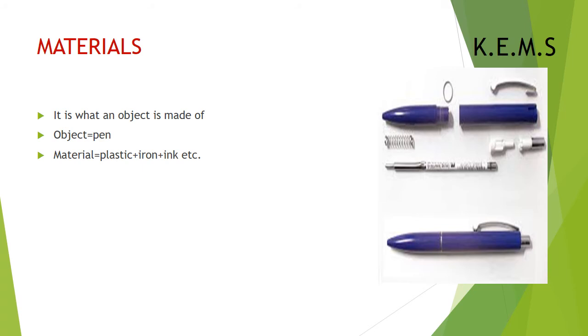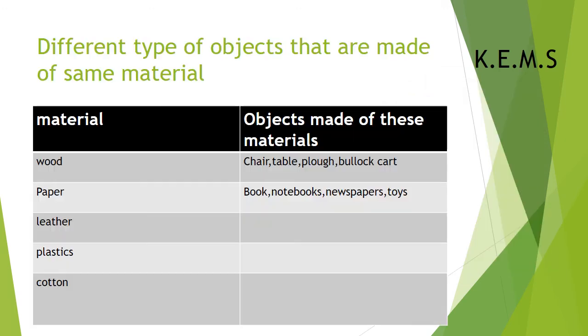Now what are these materials? I think maybe you have understood the difference between object and material. A material is what an object is made of. For example, if the object is a pen, the materials are plastic, iron, ink, etc.